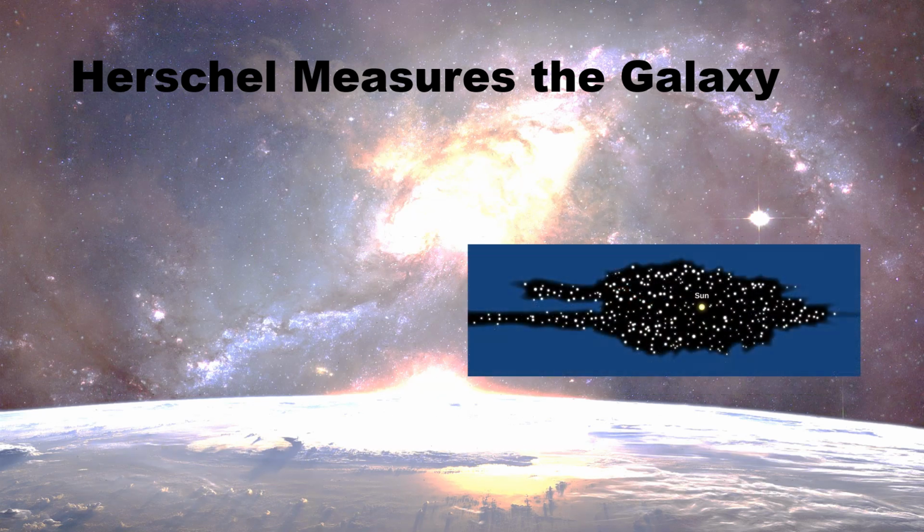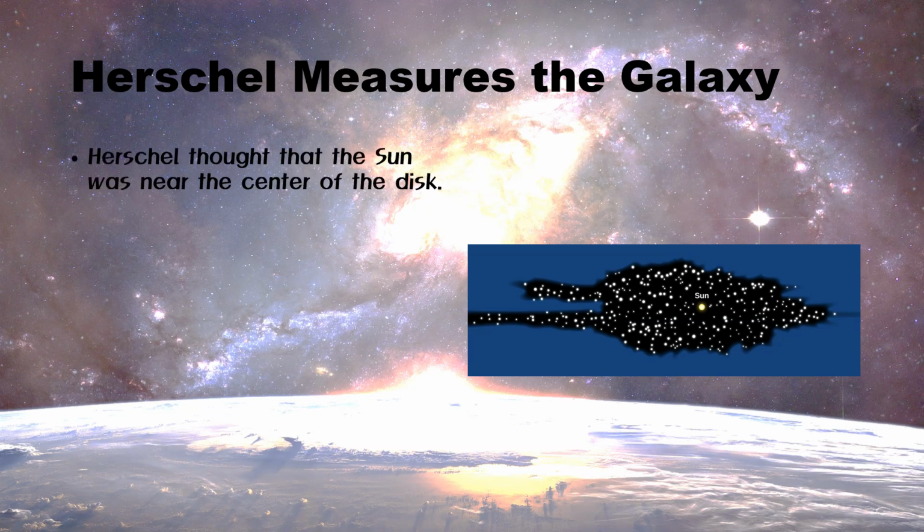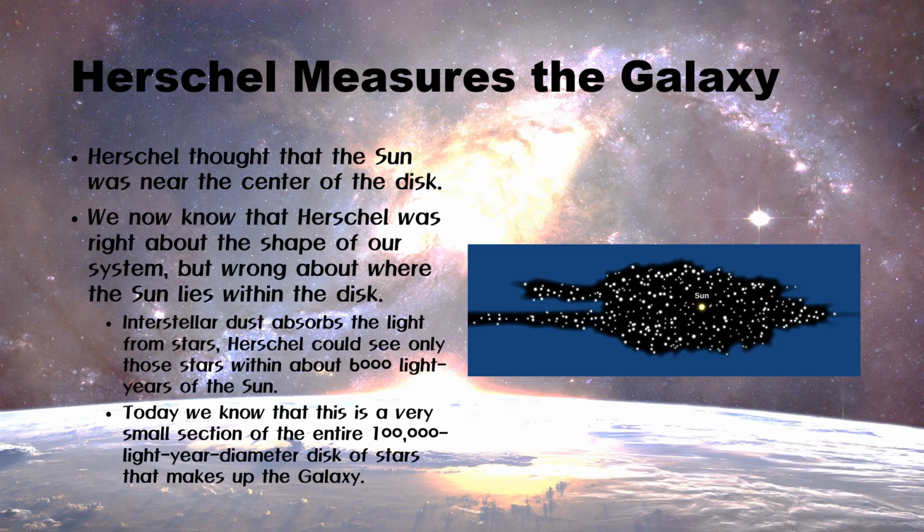And this image kind of gives a rough diagram of what Herschel recorded. You'll notice that in this image, Herschel thought that the Sun was near the center of the disk. We now, though, know that Herschel was right about the shape of the system, though he was wrong about where the Sun lies within the disk.